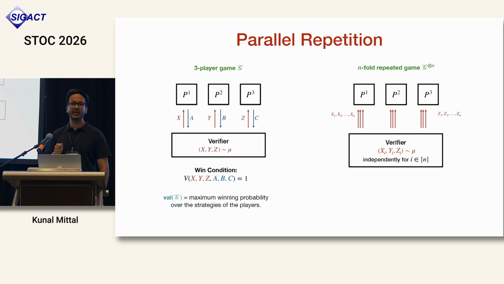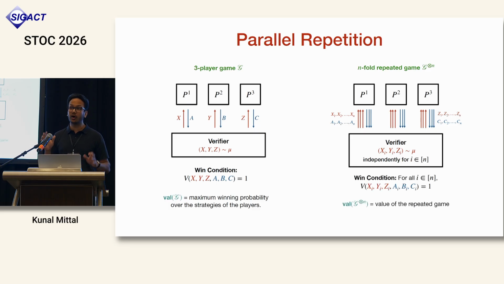The first player will get all of the x's, x1 up till xn. The second player will get all of y1 up till yn, and the third player will get all of z1 up till zn. And now the first player is required to answer back n answers, a1 up till an, the second player will give back b1 up till bn, and so on. And we say that the players win if they win all n copies of the game. That is, for every i, I want the win condition V to be 1 on x_i, y_i, z_i, a_i, b_i, c_i.